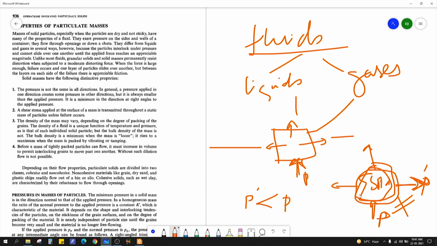Now why is this happening? Because these solids have distinct properties from liquids and gases. What are those properties? We'll see.